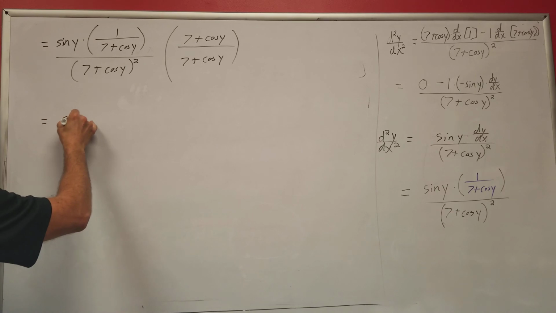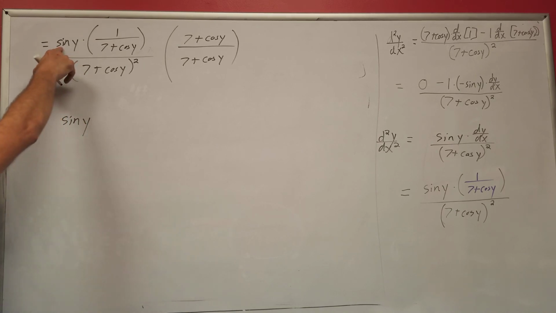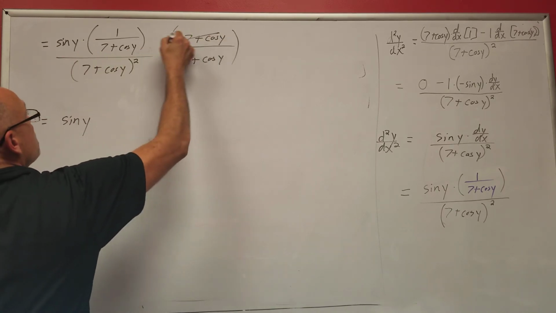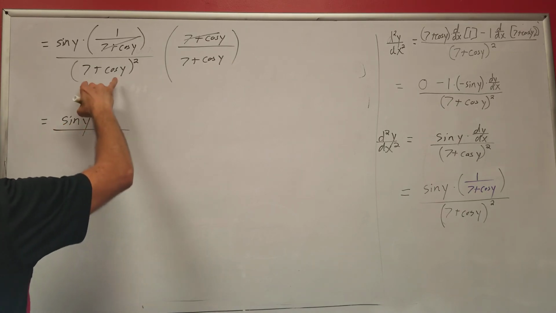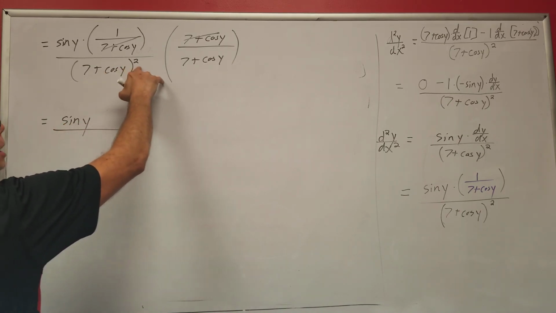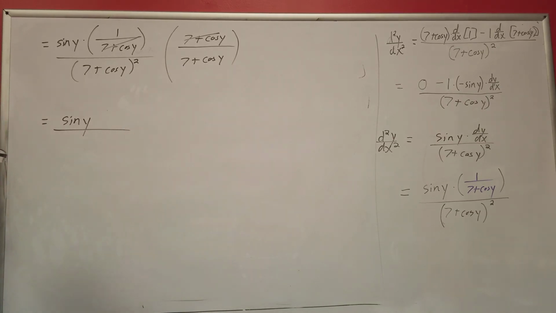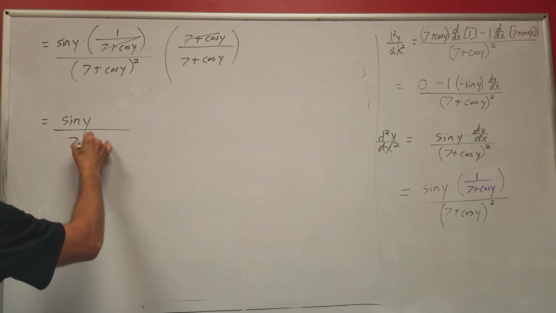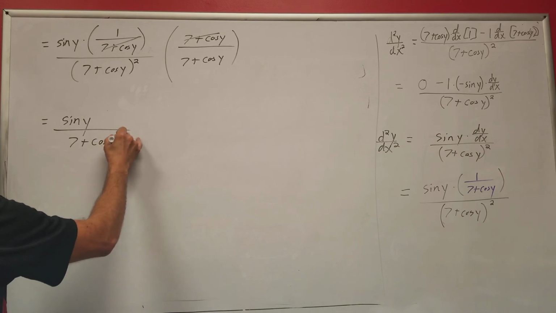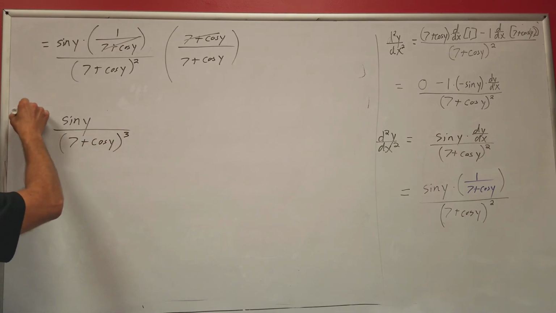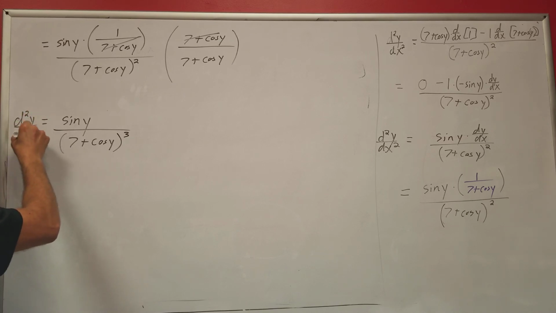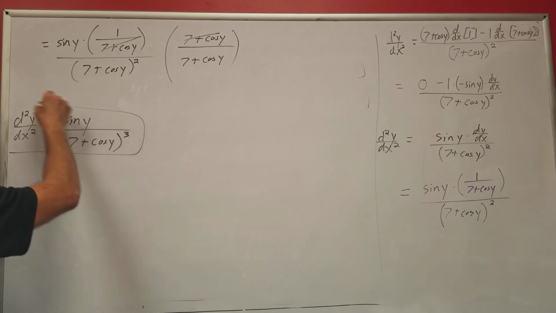So that gives me the sine of y that comes down. Now this and this will divide out right there, right? How about at the bottom? What's (7 plus cosine of y) squared times another 7 plus cosine of y? (7 plus cosine of y) quantity cubed. And that's the second derivative of y with respect to x. There we go.